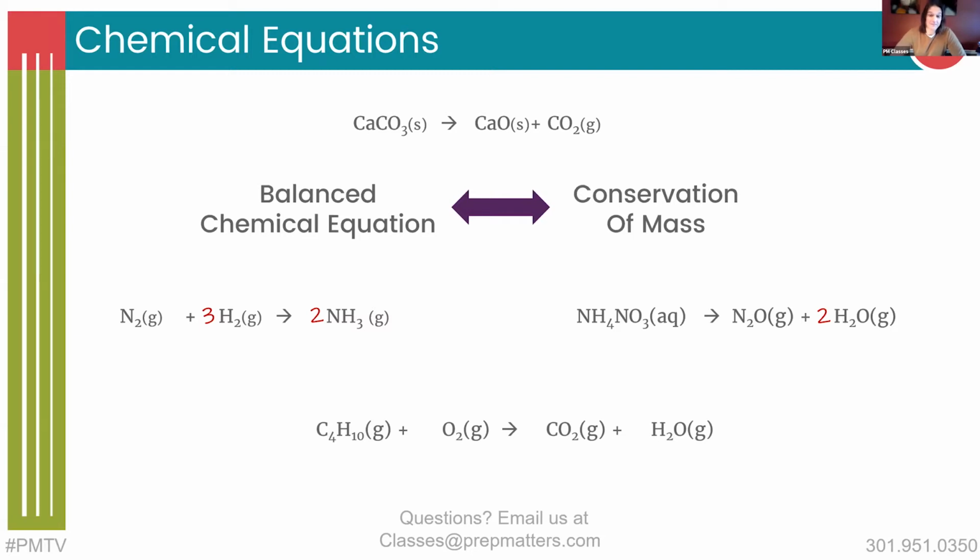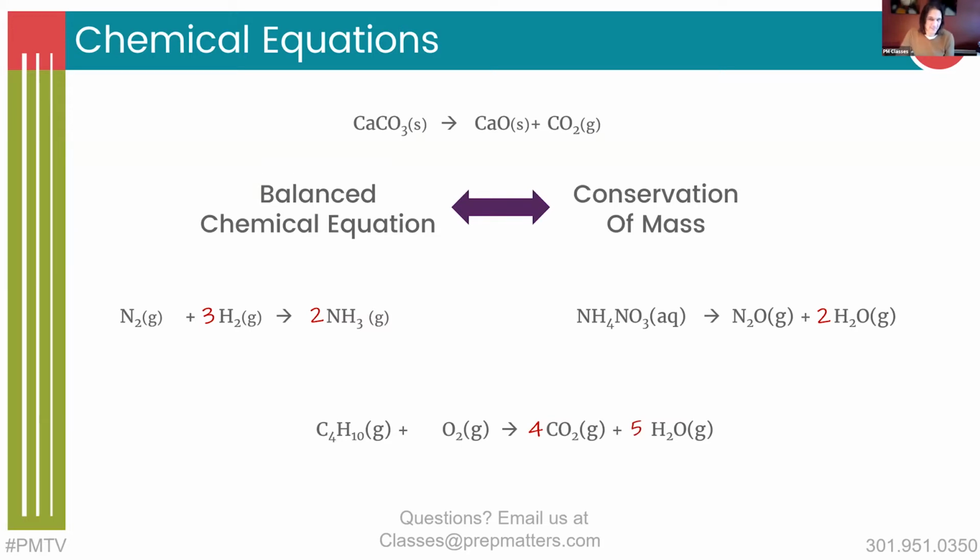Whenever I see an element on its own, like oxygen here, I'm always going to save it for last, which makes everything else happy. So here we'll start by balancing carbon, 4 on the left, so I'll throw a 4 in front of the carbon dioxide. How about hydrogen? 10 on the left, so I'll throw a 5 here.